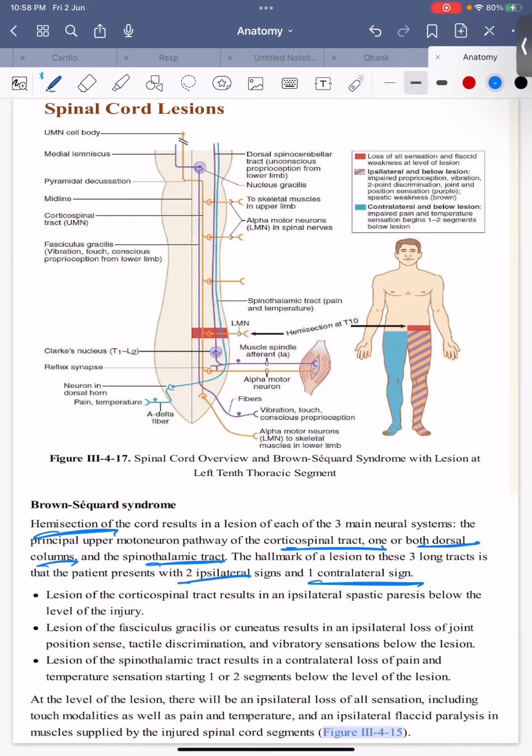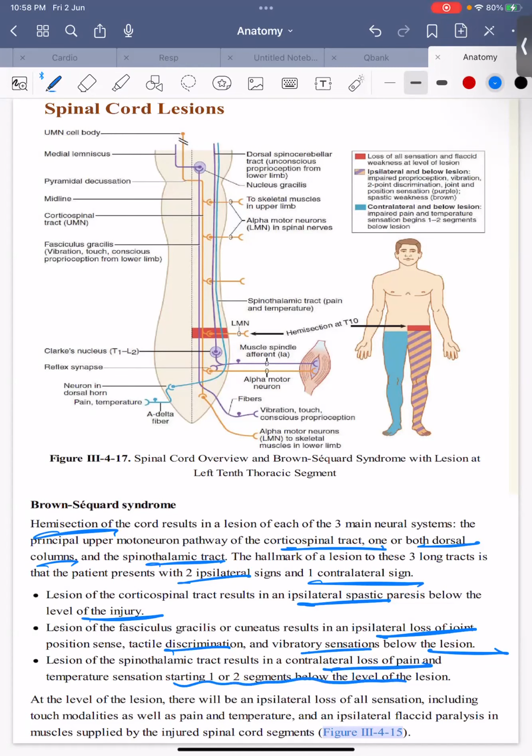So, the lesions of the corticospinal tract will produce the ipsilateral paresis below the level of the injury. Lesion of the fasciculus gracilis and the cuneatus will also cause the ipsilateral loss of tactile discrimination and vibratory sensation below the level of the lesion. But as we know, the spinothalamic tract, as it enters the spinal cord, crosses to the contralateral side, so it produces the contralateral loss of the pain and temperature one or two segments below the level of the lesion. This is known as the Brown-Séquard syndrome.